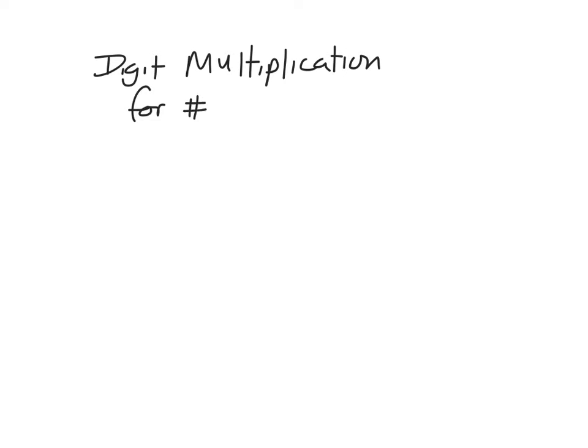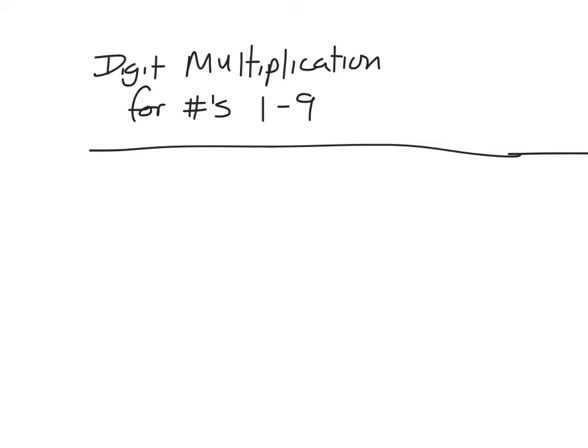Okay, we're going to do a quick video on some strategies for multiplication. So first of all, we want to just address single digit multiplication, for numbers 1 through 9. Those you just really have to know. You should be able to do those. What we're going to do is look at strategies for when you have double digit multiplication.